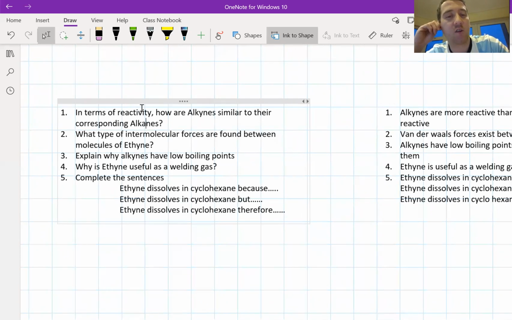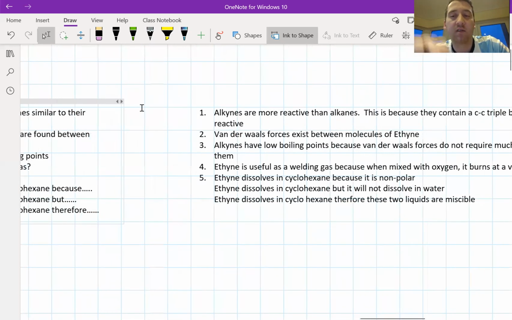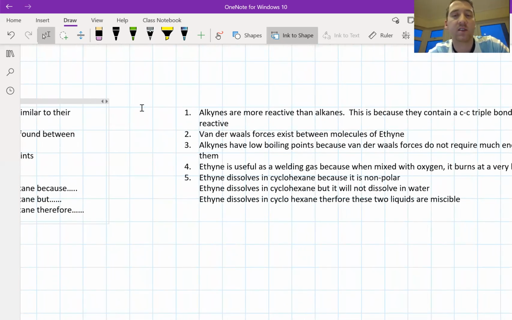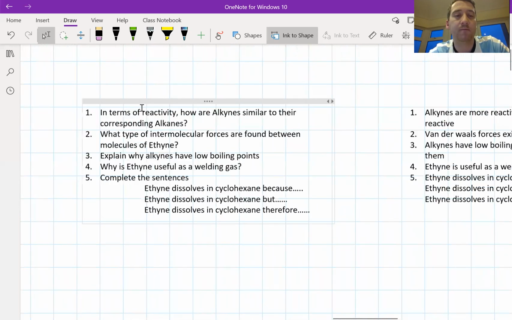Second one, sorry. What type of intermolecular forces are found between molecules of ethyne? That would be van der Waals. So van der Waals forces exist between molecules of ethyne.